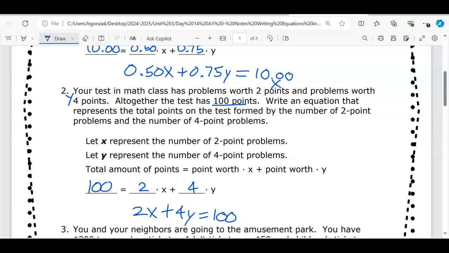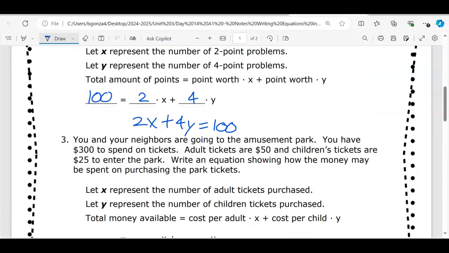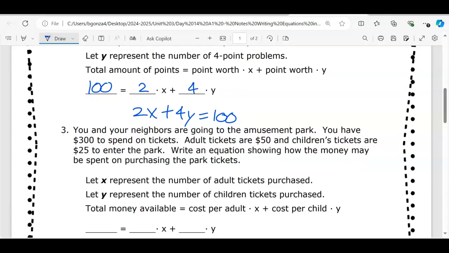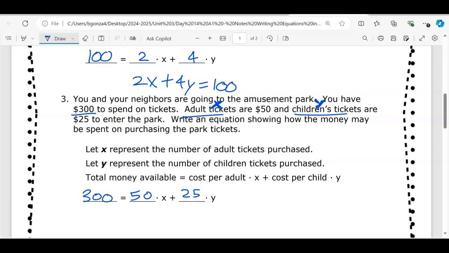Does this kind of make sense? 2 items, 2 coefficients for x and y. It equals the total. Let's try another one. You and your neighbors are going to the amusement park. You have $300 to spend on tickets. That's your total. Adult tickets and children's tickets, 2 different items. That's X and that's Y. So adults are $50, 50X. Children's are $25. That's 25y. The only thing I would do different is write it as ax plus by equals c.